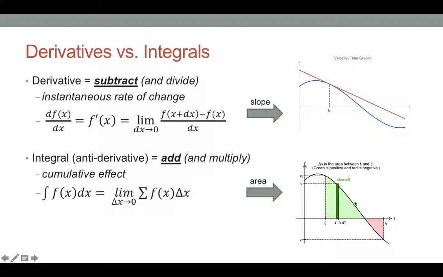Another point is that when we're above the x-axis, we're going to call that area positive. When we are below the x-axis, we're going to call that area negative. So the area can, in principle, be negative.